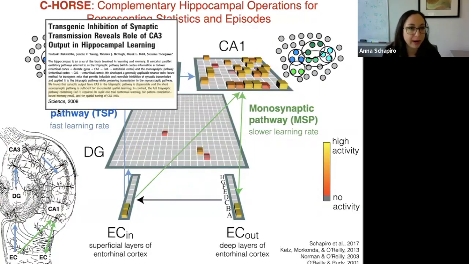So we're very inspired by studies like this in rodents that show that if you lesion specifically the CA3 to CA1 pathway, you actually still can do incremental learning, like Morris water maze learning. You knock out the ability to do one-shot fear conditioning kind of learning. So you're going to need the trisynaptic pathway for that one-shot learning, but the monosynaptic pathway actually can on its own support learning. It's just a little bit more incremental.